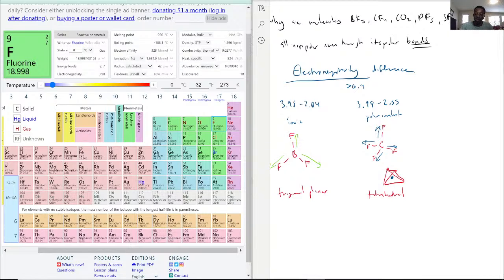CO2, the difference between carbon and oxygen, is 3.44 minus 2.55.